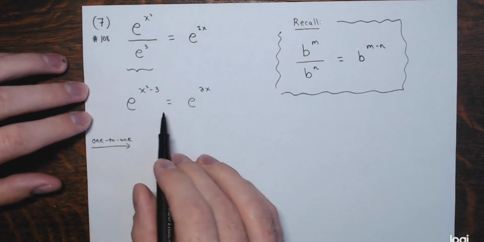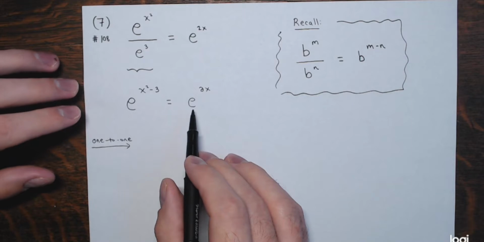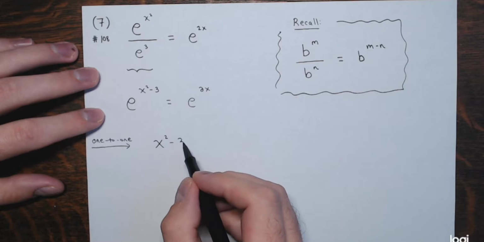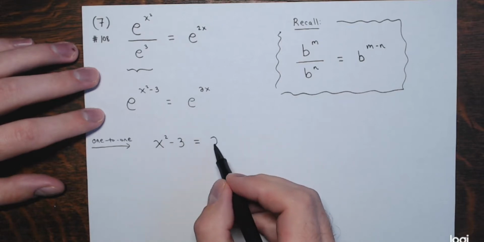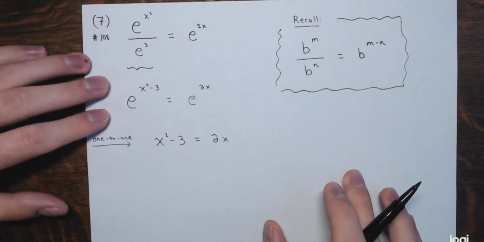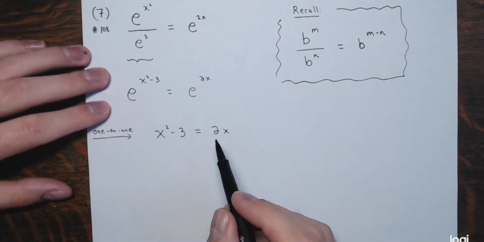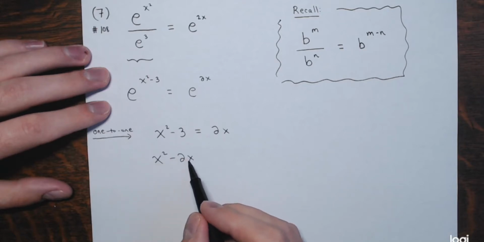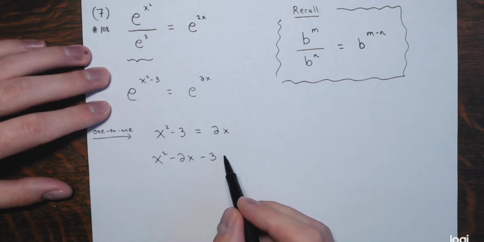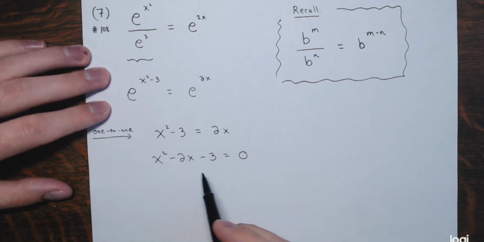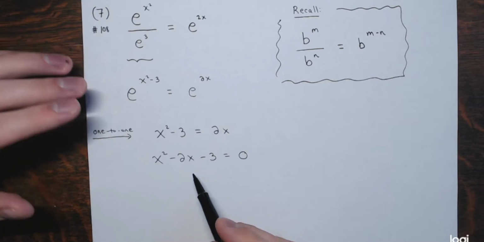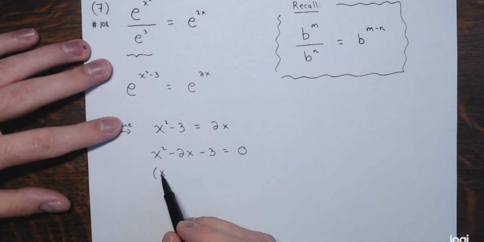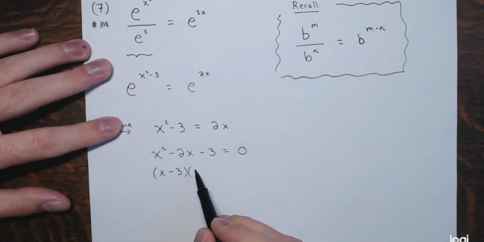The only way two expressions with the same base are equal is if their exponents are equal. So x squared minus 3 must be equal to 2x. All right, and this is another quadratic equation. Let me subtract 2x: x squared minus 2x minus 3 equals 0. You can use the quadratic formula, or try solving with the complete the square method, but this is a nice factorable quadratic. This factors to x minus 3 times x plus 1.